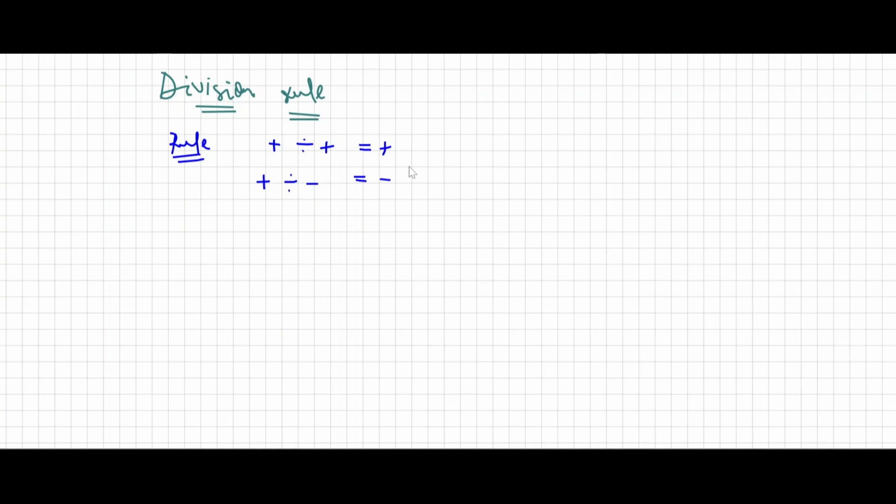It's similar to multiplication. In multiplication, when we were doing a positive into a positive, it was a positive, and positive into a negative was a negative. So division is also similar. And negative divided by a negative number will give you a positive number. Similar to the multiplication rule. And negative divided by positive will give you a negative number. So we have just reversed the sign.